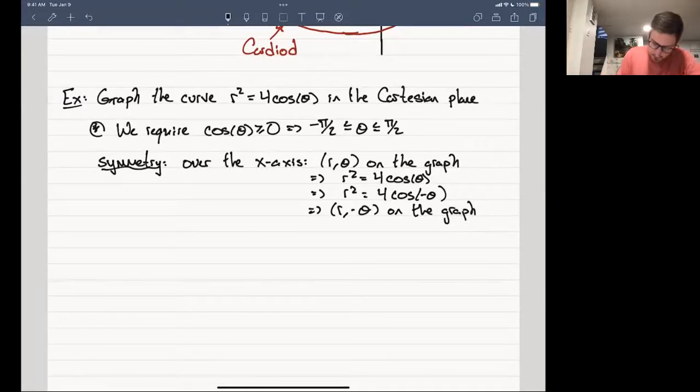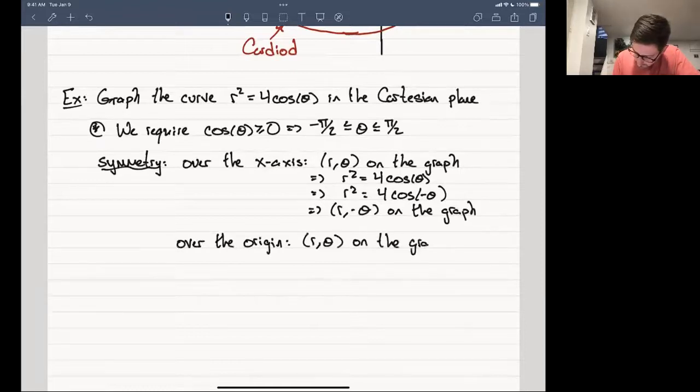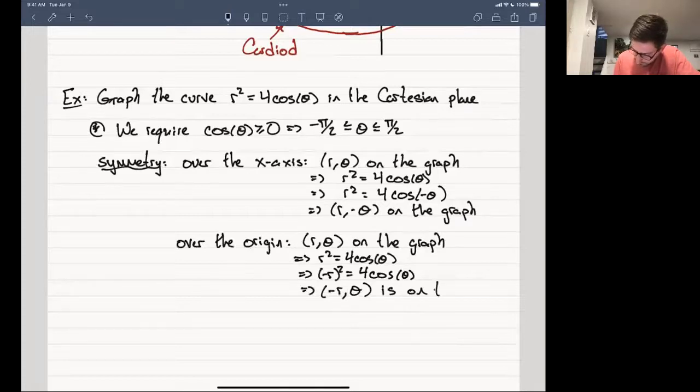Similarly, we have symmetry over the origin. And this comes from the square in the r term. So (r, theta) on the graph. Well, again, this is r squared is equal to 4 cos theta, which is the same as minus r squared is equal to 4 cos of theta, which implies that (minus r, theta) is on the graph.